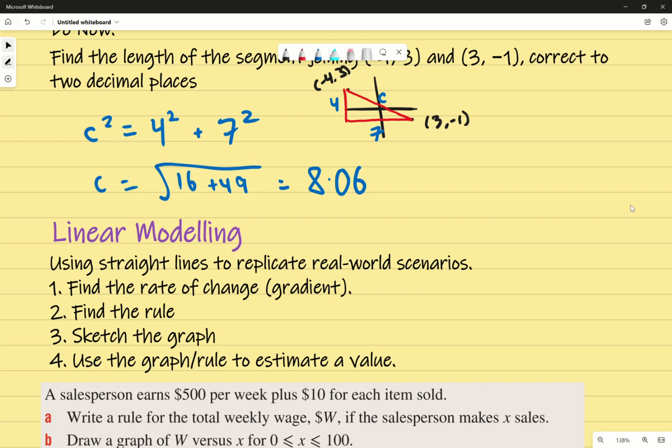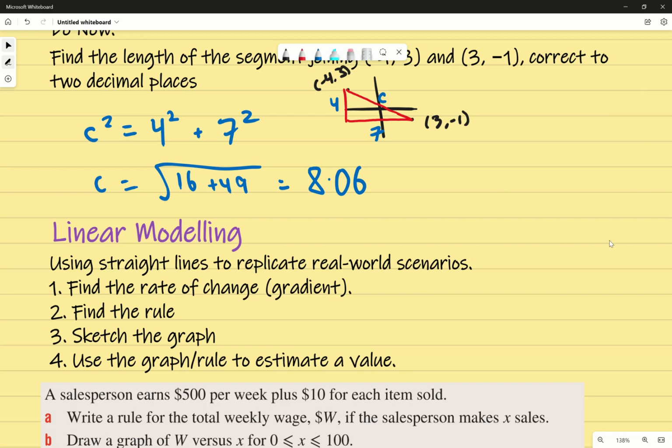The first one is find your gradient, which I do want to reinforce the idea that the gradient is the rate of change. Anytime you see a rate, 50 kilometers an hour, $60 per liter, whatever it is, any rate, that's your gradient. Second is to find the rule. It means to just find the equation. Third one is to sketch it. And the fourth one is to use your graphical rule to estimate a value. At the end of the day, they are estimates because we don't have those exact data points.